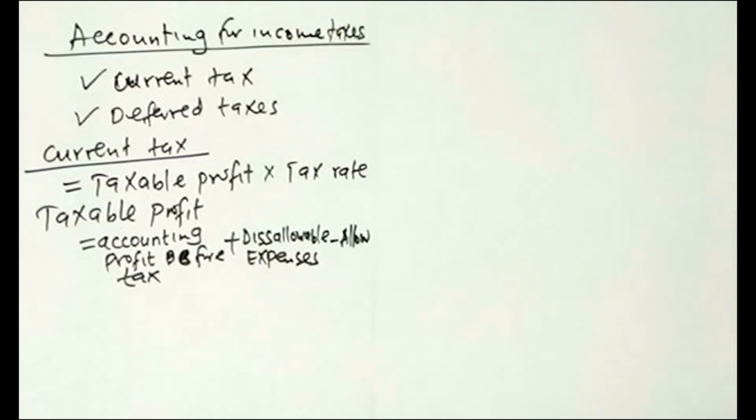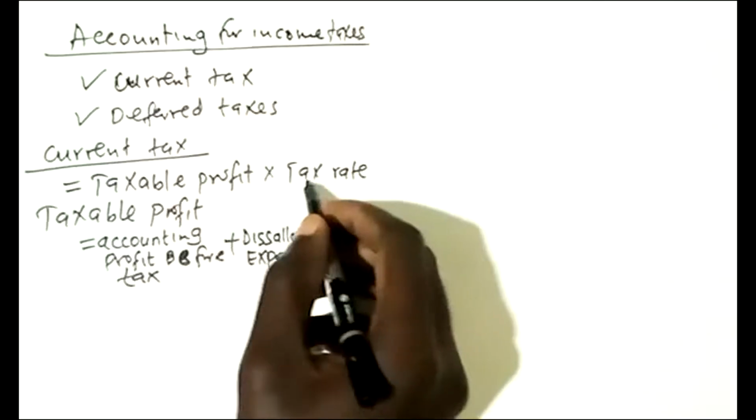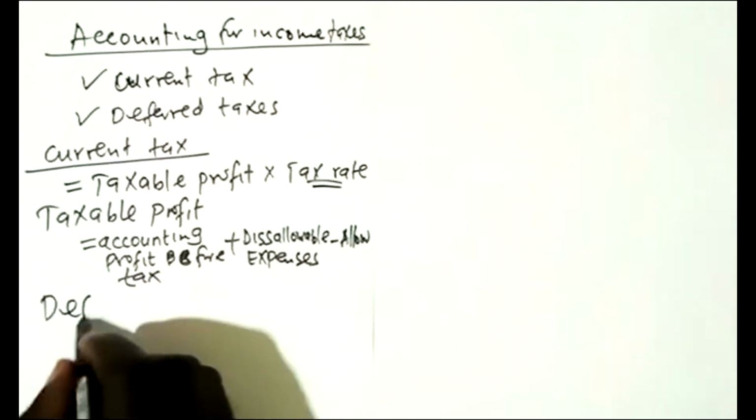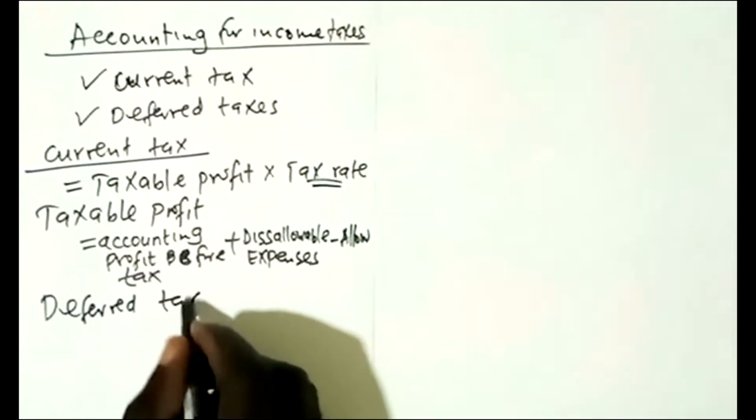That is why they are always added back to the profit. So they are not considered. The disallowable expenses are the expenses which are not considered to be used in the generation of business income. That is what you need to know on how to get the taxable profit. Once you have your taxable profit, then you multiply with the tax rate. Remember the tax rate you will be told, 30%. That's all.